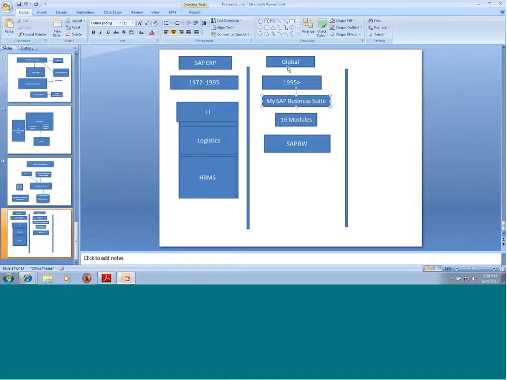So once beyond 1995, when globalization became prominent in all the organizations, SAP came up with something called My SAP Business Suite. My SAP Business Suite comprises of about 16 modules. In the 16 modules, the first primary module that was created was SAP BW.